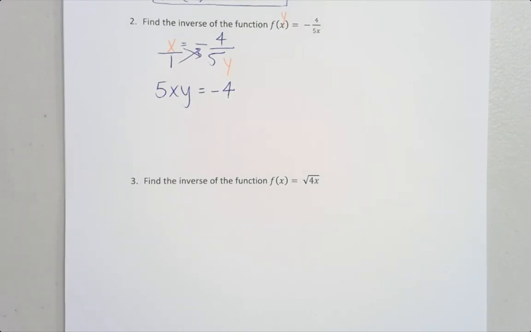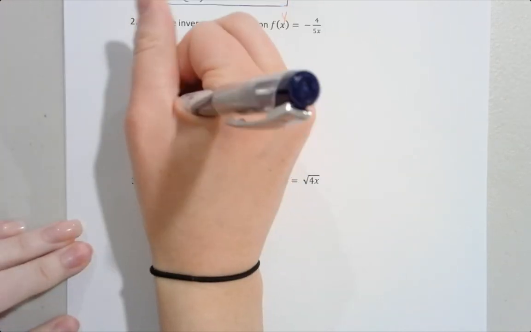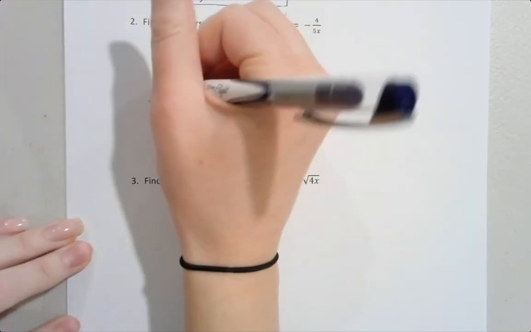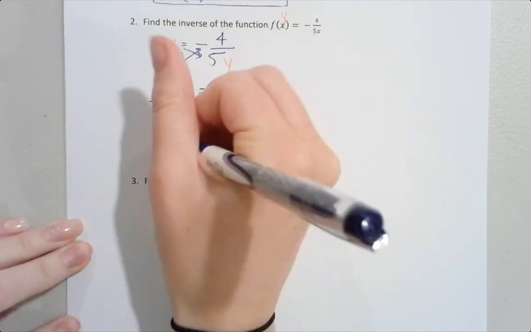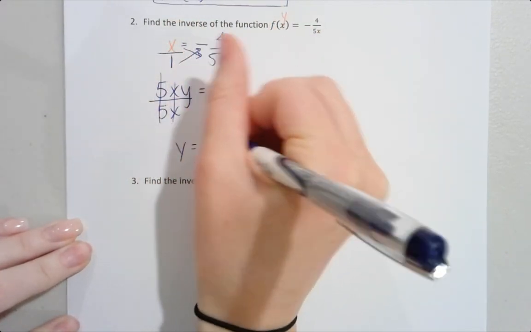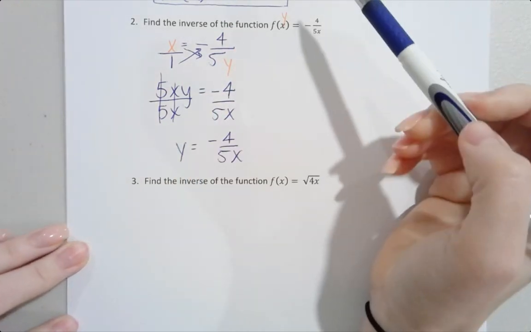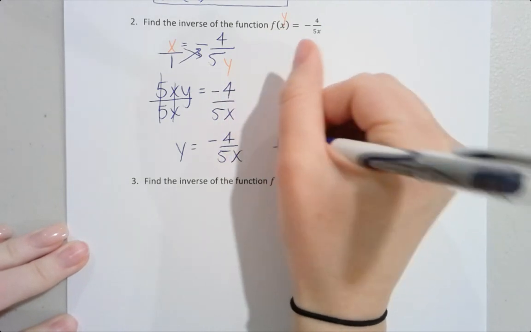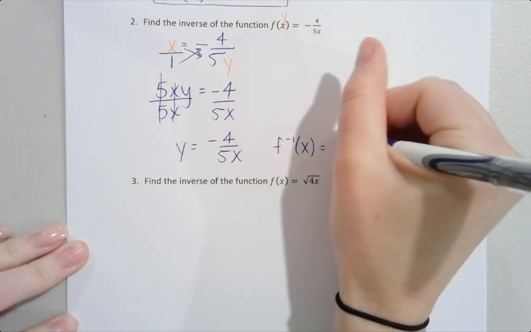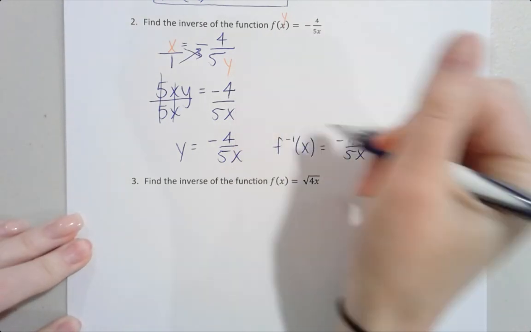Now I still need to get this y by itself. So that means I want to get rid of the 5 and the x. And since it's all multiplication here, I'm just going to get rid of it using division, right? So I'm going to divide by 5x. And I get y is equal to -4/5x. So we completed step 2. Let's do step 3, which is turn this into function notation. So f inverse of x is equal to -4/5x, which, hold on a second.